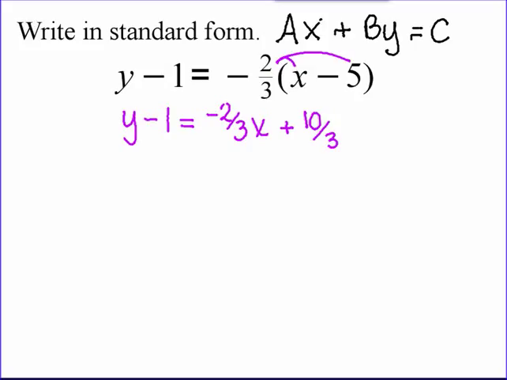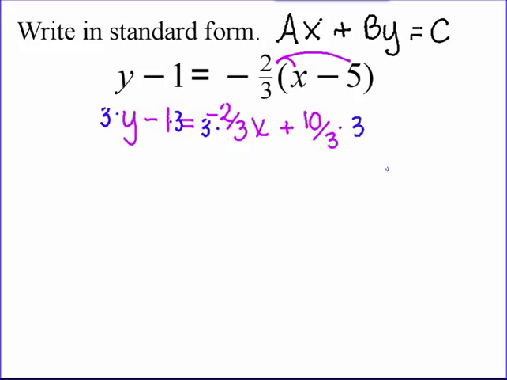So now what I need to do is, if you remember, standard form had no fractions. I've got fractions here, right? So let's get rid of them. What could I multiply by to get rid of the fraction? Reciprocals. 3. So I'm going to multiply this by 3, this by 3, this by 3, and that by 3.